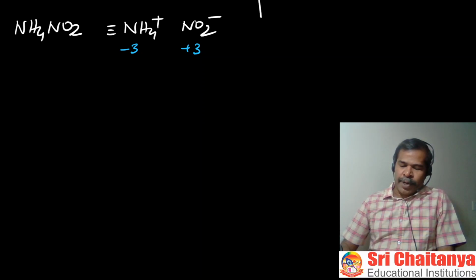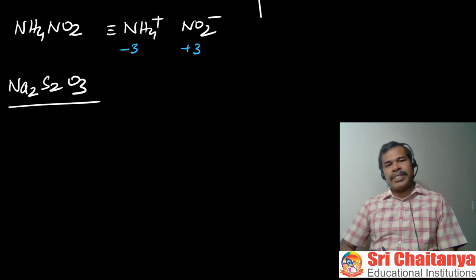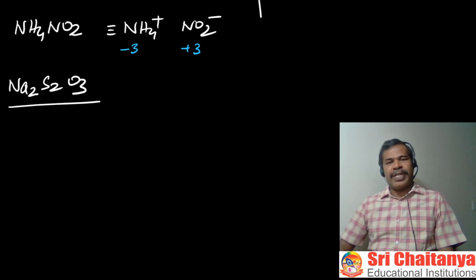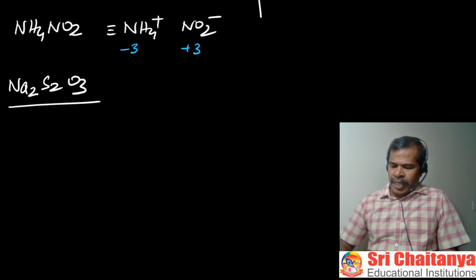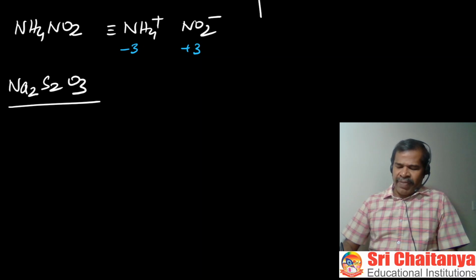And another popular compound, Na2S2O3, sodium thiosulfate or thiosulfuric acid or thiosulfate ion. We call it as hypo. It is pretty much used in redox titrations. So let us see how to work out the oxidation state of this. We can find out the average oxidation state.